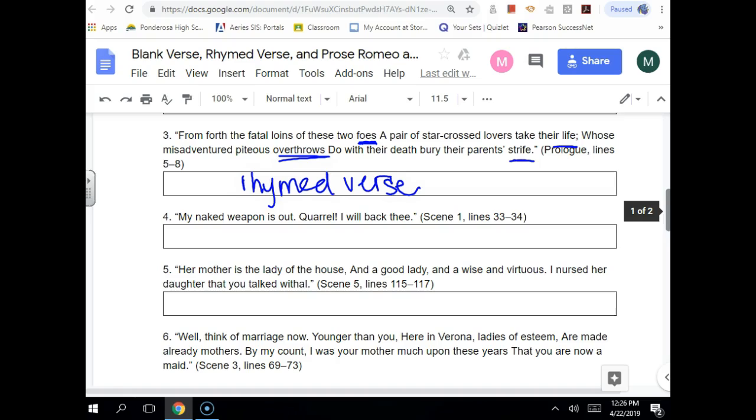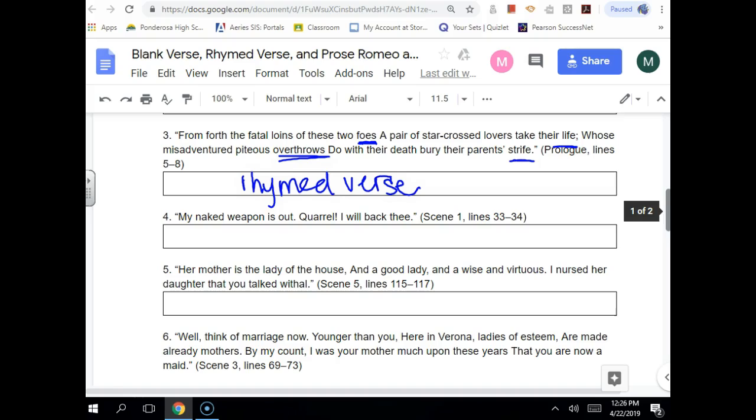Rose. Okay. I'm going to read it out loud again. It's just a terrible excerpt. My naked weapon is out. Quarrel, I will back thee. Why is it blank verse, Mary? Tell me what's stressed.